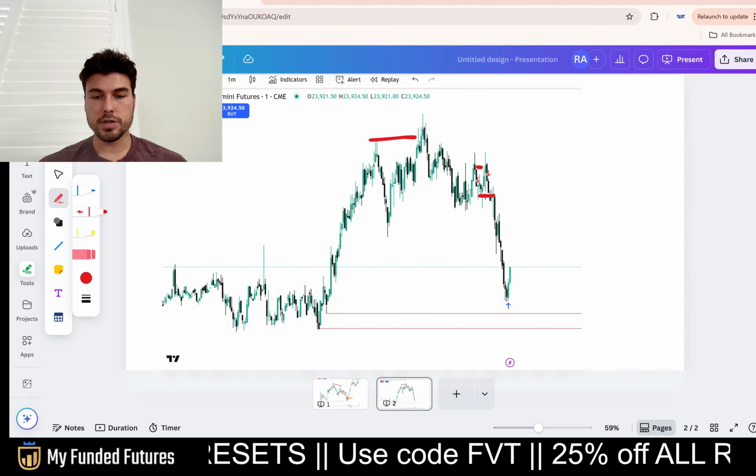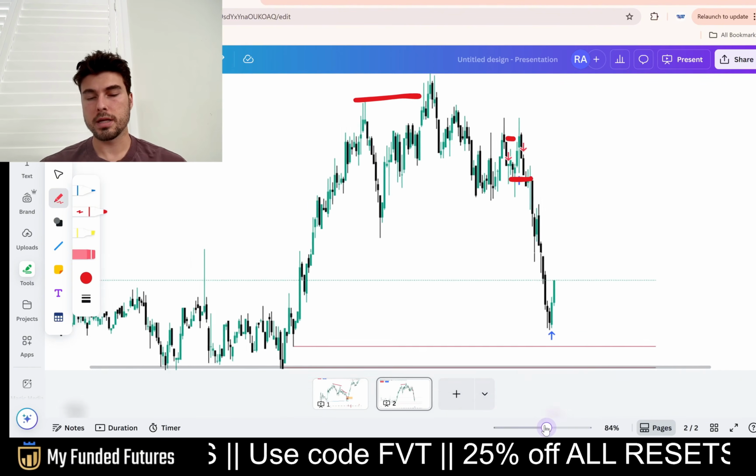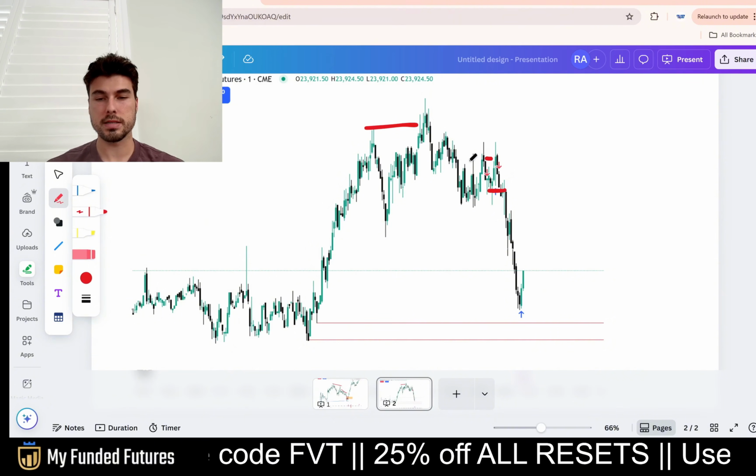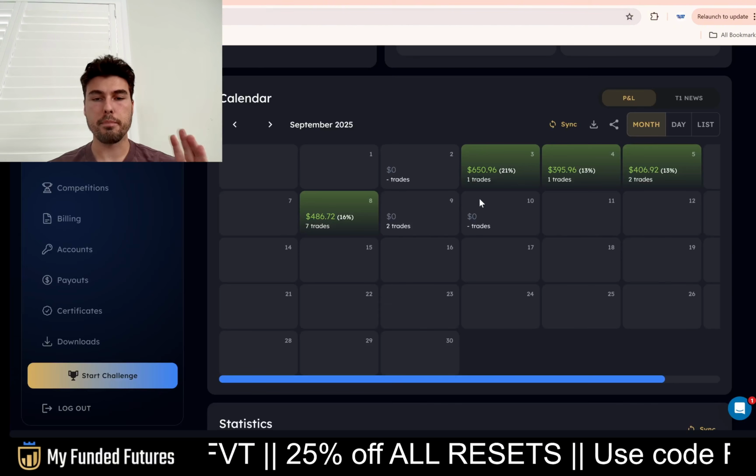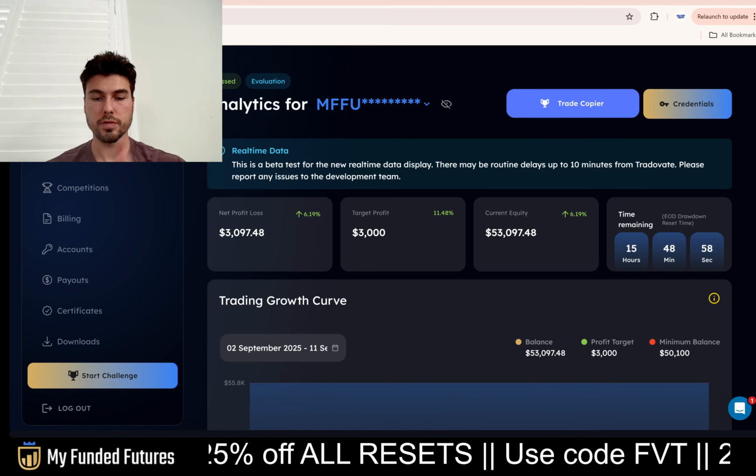So that there is the first trade that I took on the funded account. And you can see I'm following a very similar process. This also occurred during the macro. Now, back to the dashboard here, let's go back to the actual funded account stats.